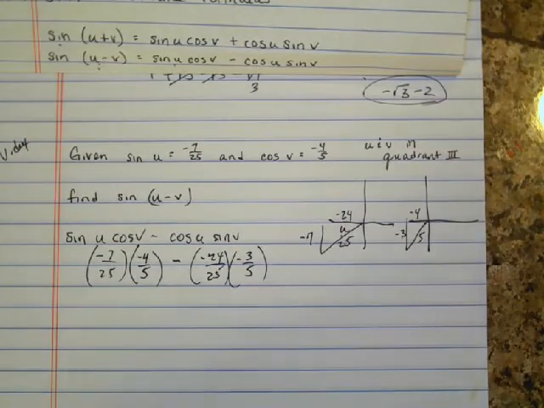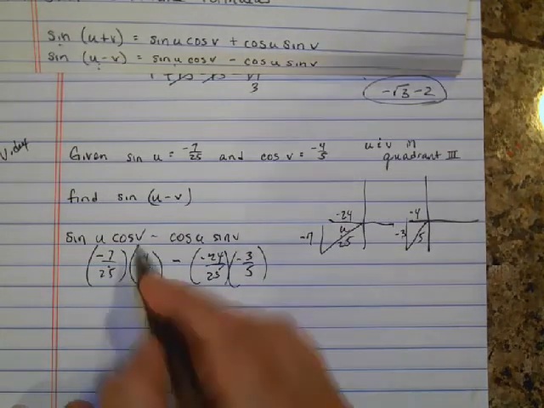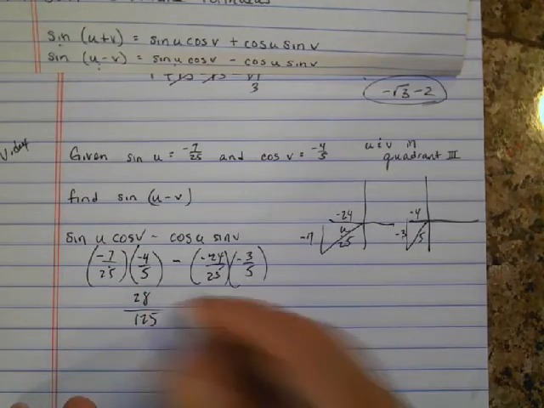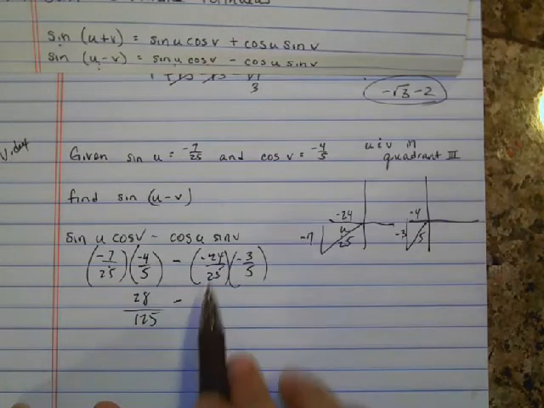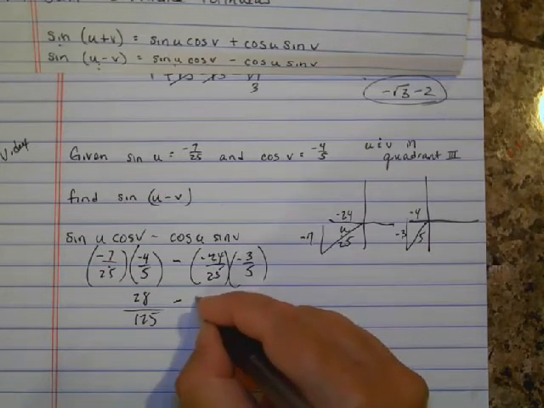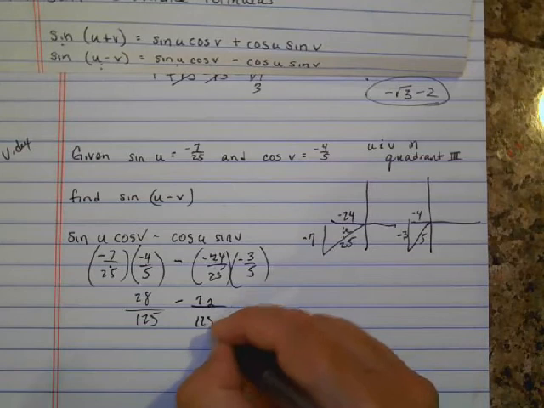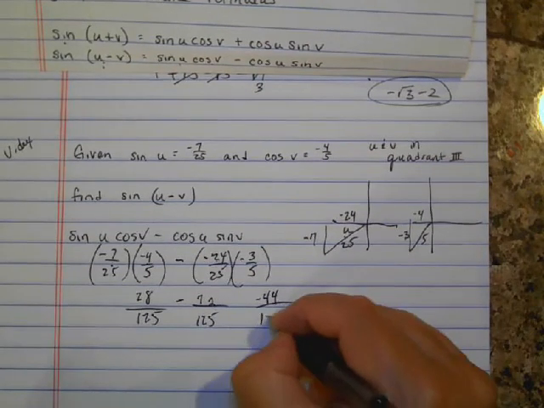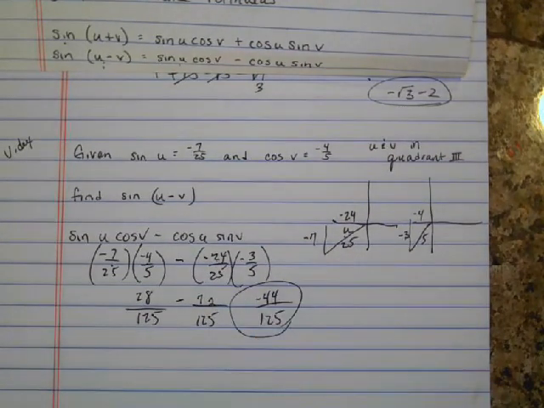So then I'm just doing some computation here. -7 times -4 is 28. And 25 times 5 is 125. Subtract, negative times negative is positive. And 24 times 3 is 72. So then I have 28, subtract 72 is -44 over 125. So that would be my answer.